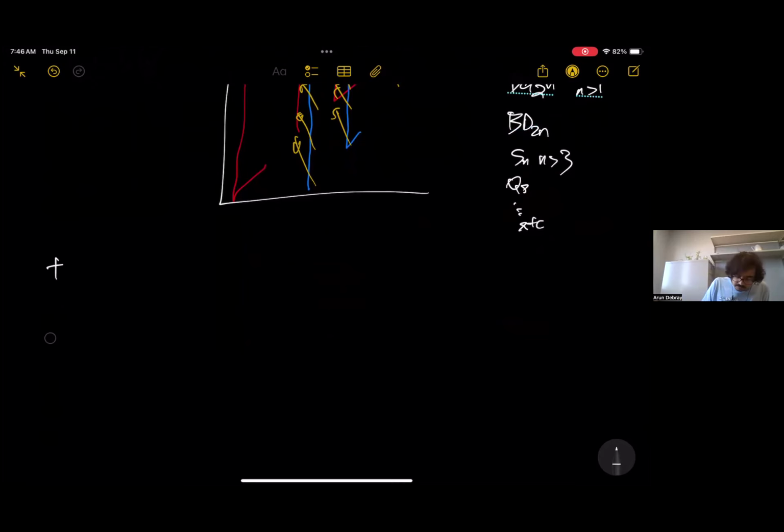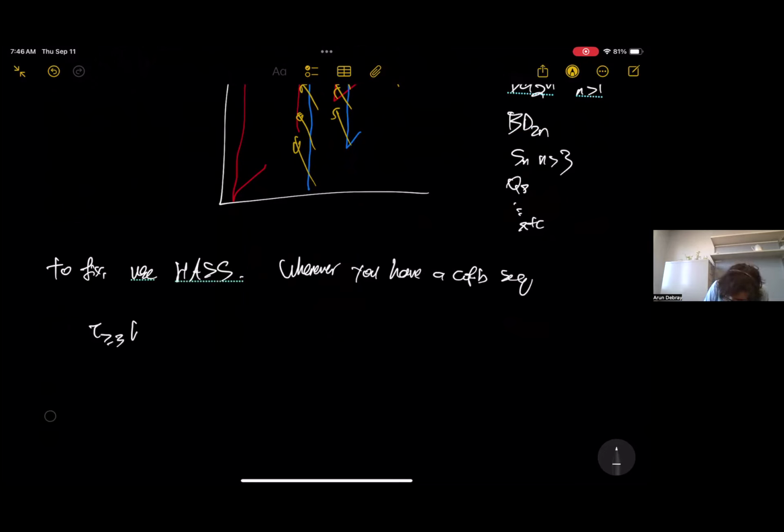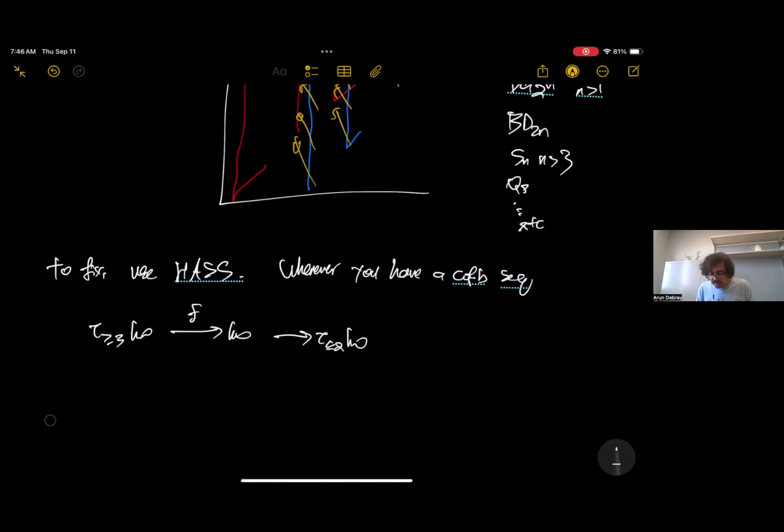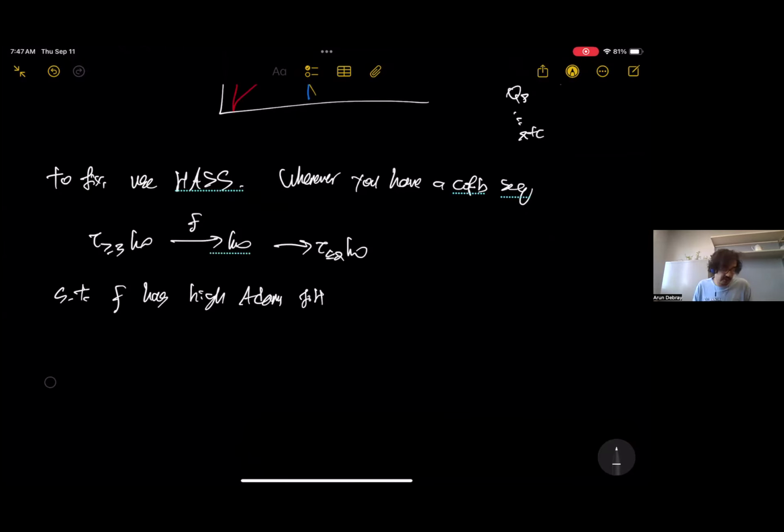So to fix this, use the hastened Adams spectral sequence. I'm going to say this quickly. The idea is that we have a cofiber sequence: tau greater than or equal to 3 KO to tau less than or equal to 2 KO, such that F has high Adams filtration. Here, F has filtration 3, which is good. High means bigger than 2.